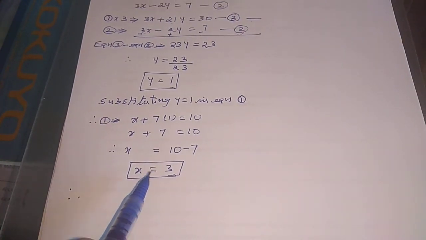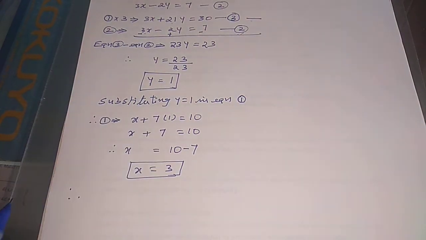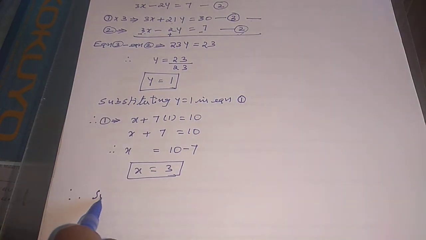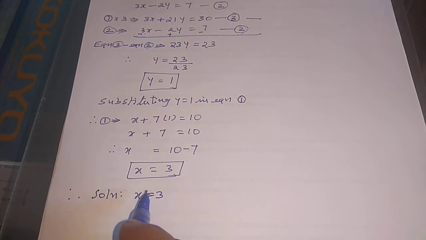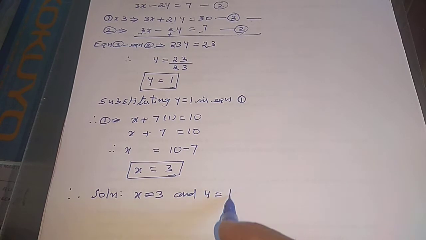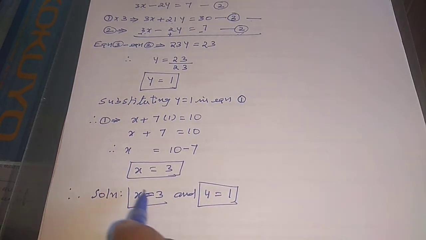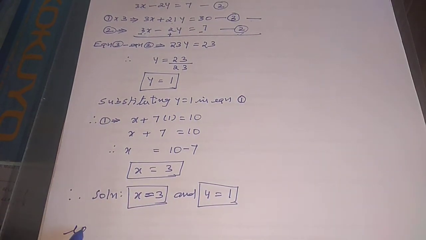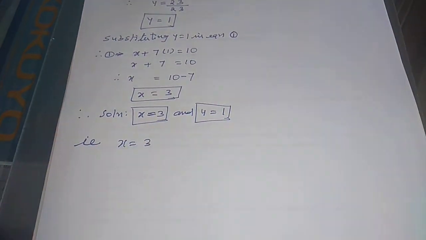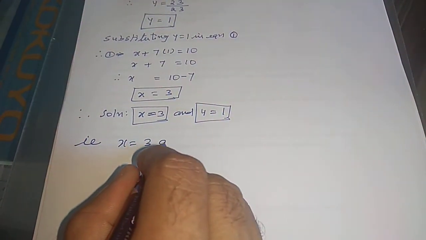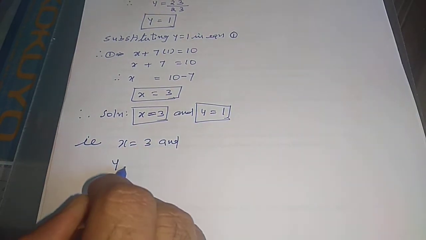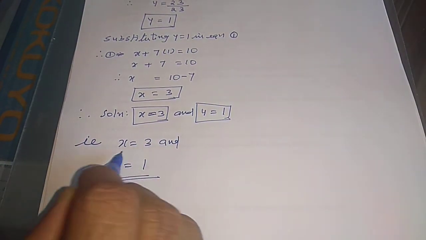Now we write the answers. x is 3, y is 1. Therefore the solutions: x is equal to 3 and y is equal to 1.